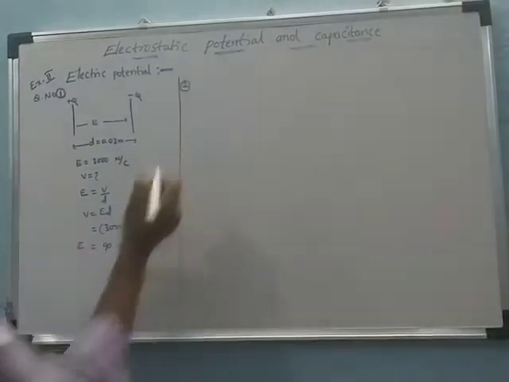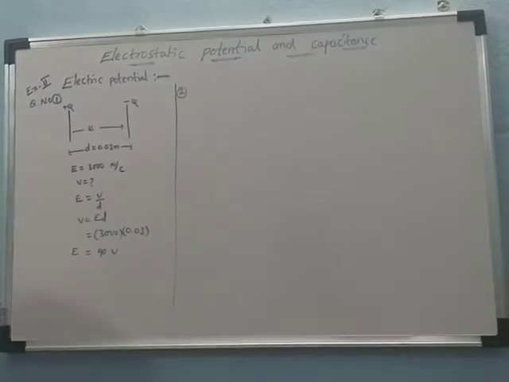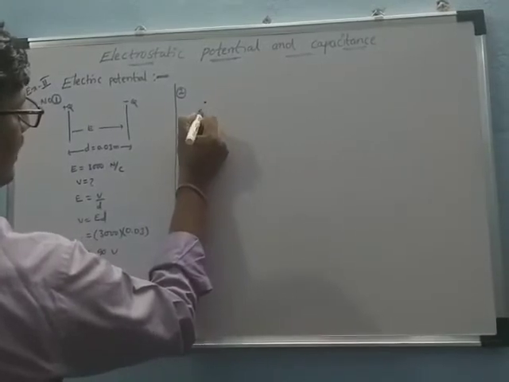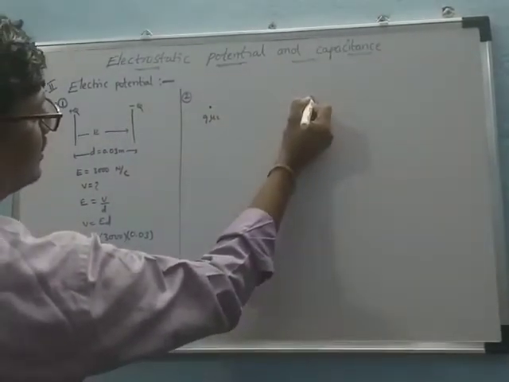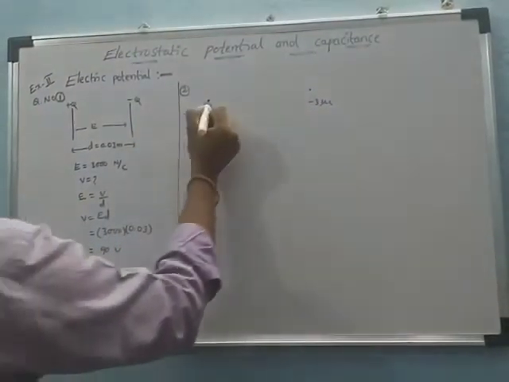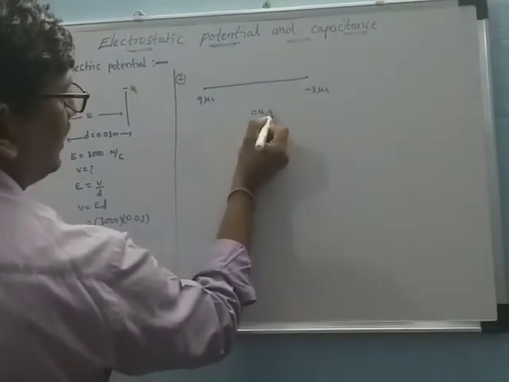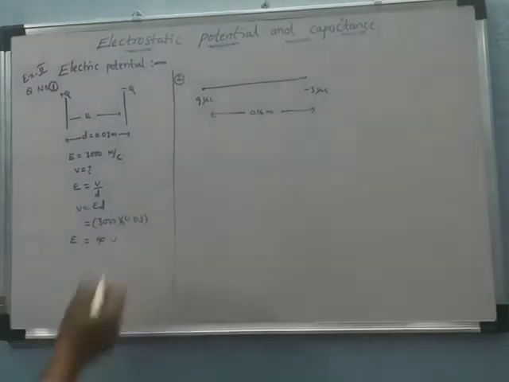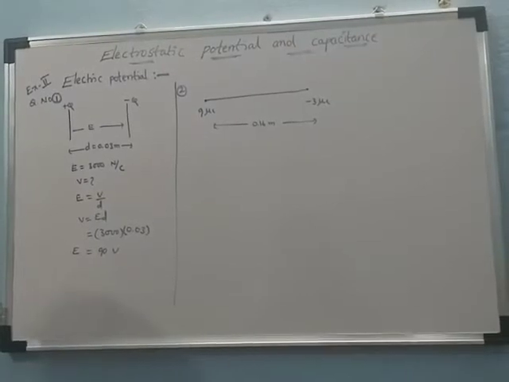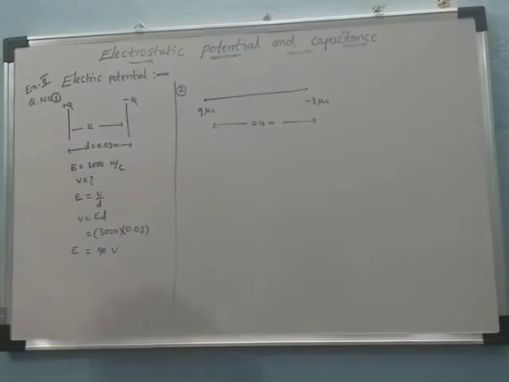Let's see question number 2. Two electric charges, 9 Coulomb and minus 3 Coulomb. The first charge is 9 Coulomb and the other charge is minus 3 Coulomb. They are separated by a distance of 0.16 meter in air. Find the point at which the electric potential is 0 on the line joining the two charges, between them.